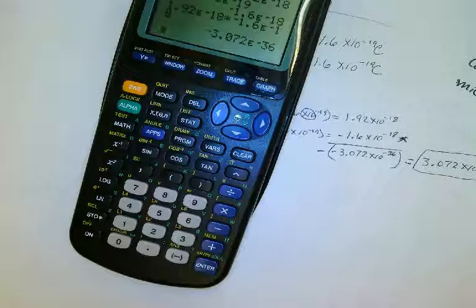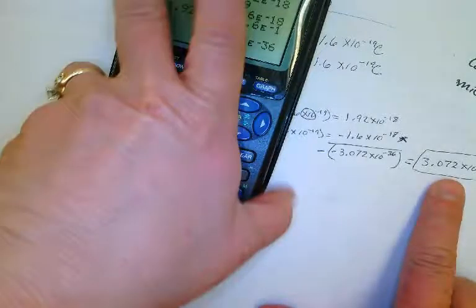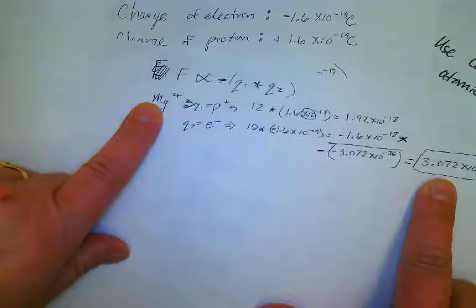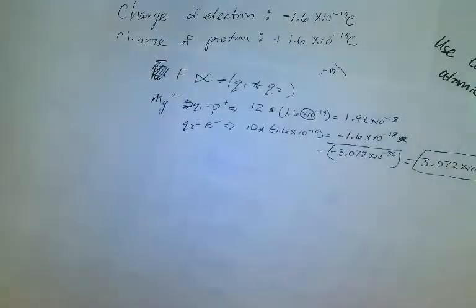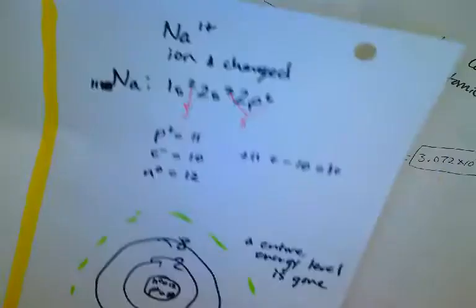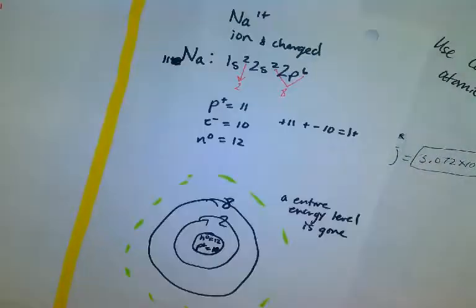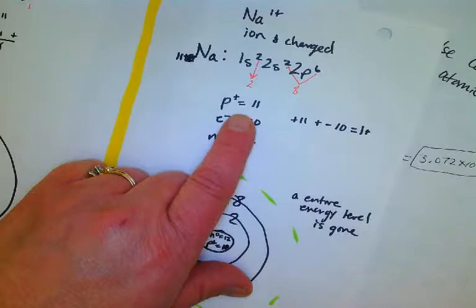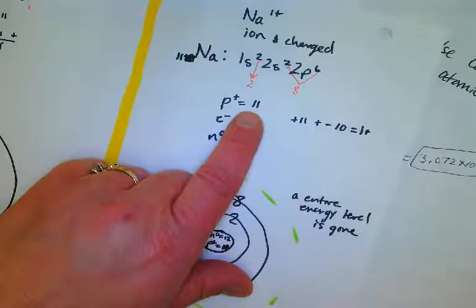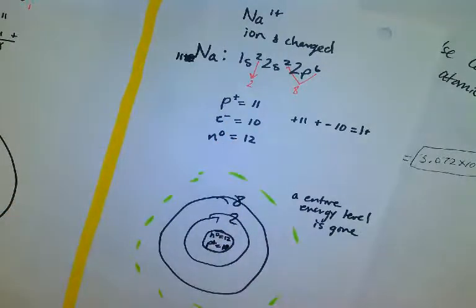Okay. All right. So that's the answer for magnesium. Now I want you and your partner, if you have one, to get your paper out and do sodium ion. I want you to figure out the force for the sodium ion. So your sodium ion is 11, and your proton number is 11.